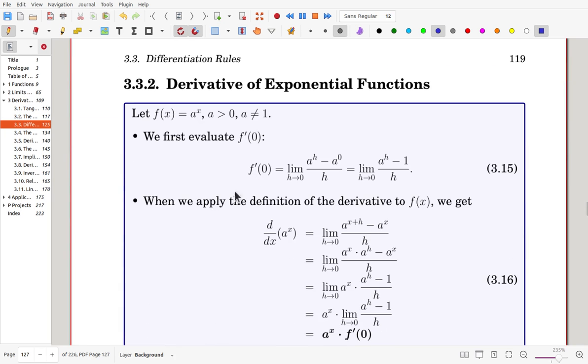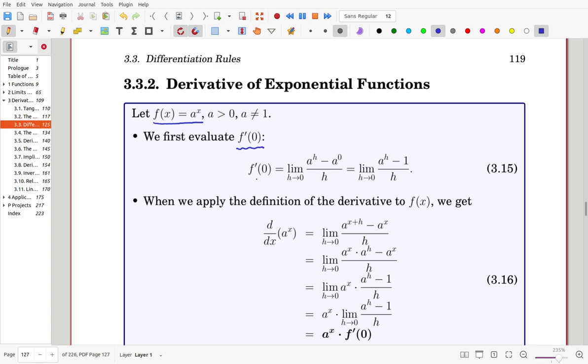Okay. Now we'll go to the derivative of exponential functions. Exponential functions are defined in this way: f(x) equals a to the x, where a is positive and not 1. For that function, let's first evaluate f prime of 0 at this specific point 0. We'll try to get the derivative.